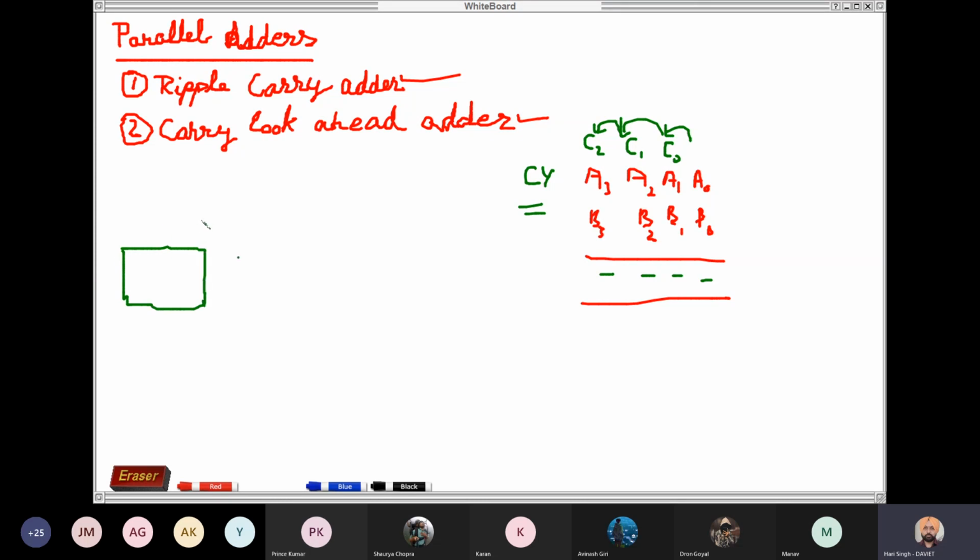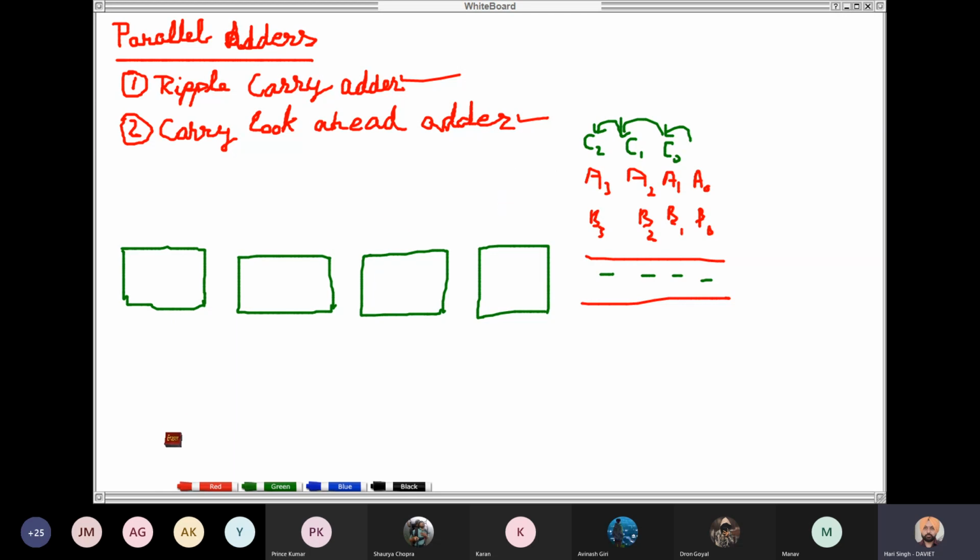Full adder 1, 2, 3, and adder 4. Okay. So since we have to perform 4-bit addition, we need 4 full adders. So full adder, say this we represent as FA0, FA1, FA2, and FA3.